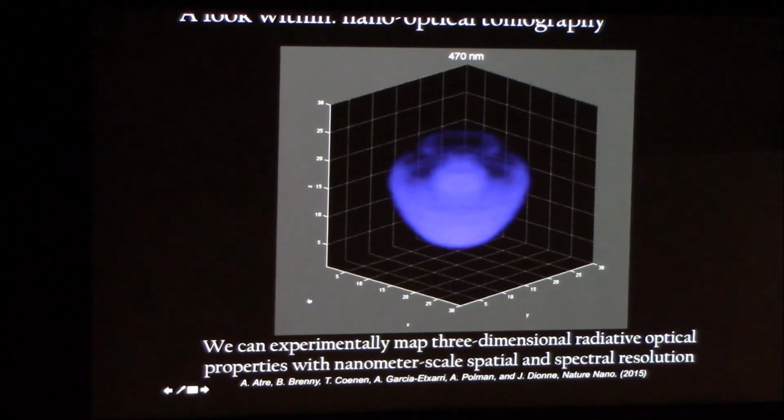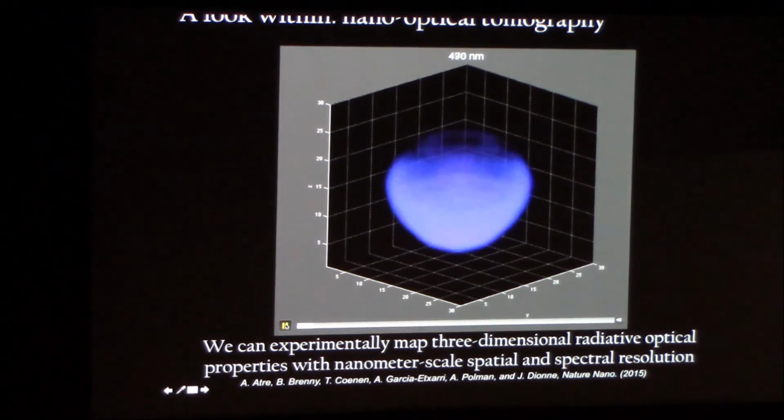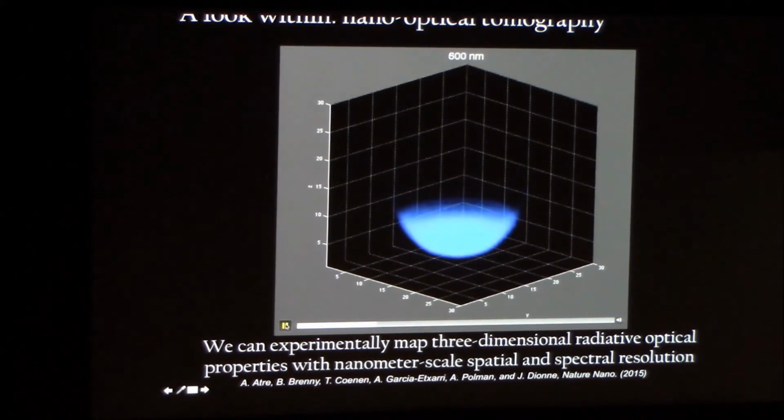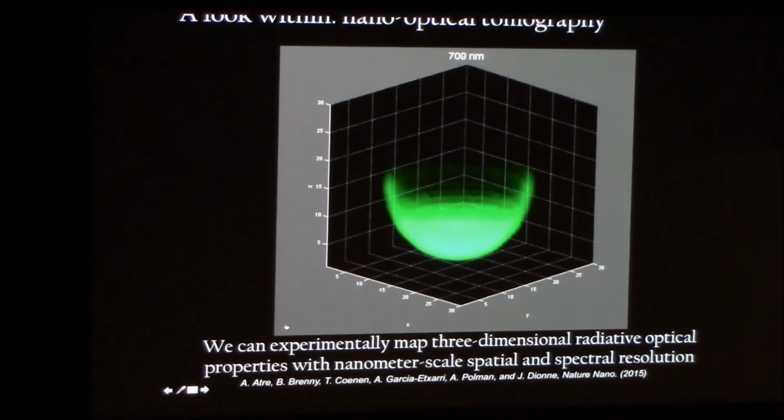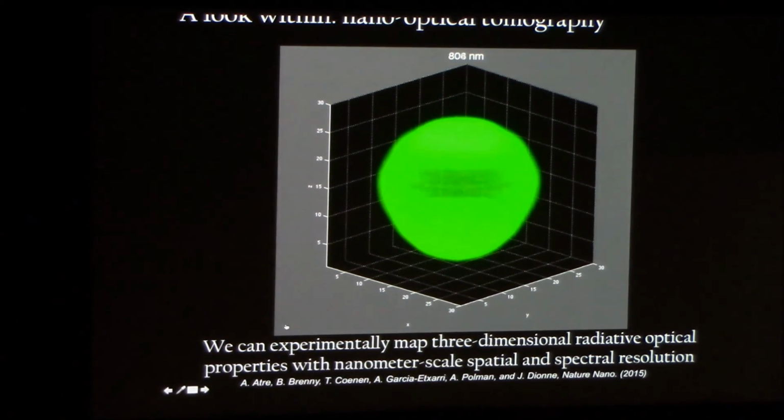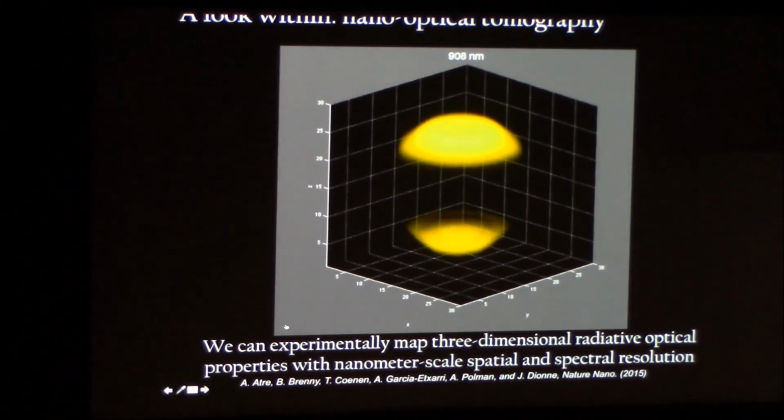So we start off at a wavelength of 470 nanometers. There turns out to be quite a bit of light emission from the polystyrene core, and then some light that's being emitted from the gold shell. And as we sweep the wavelength, you'll see how light likes to concentrate itself at shorter wavelengths at the base of the crescent, and then at longer wavelengths towards the tips of the crescent.